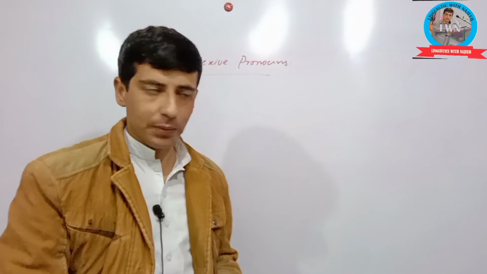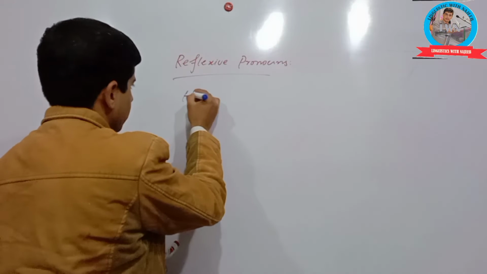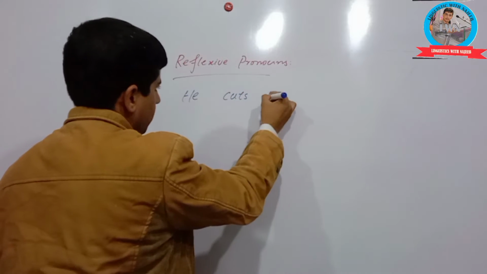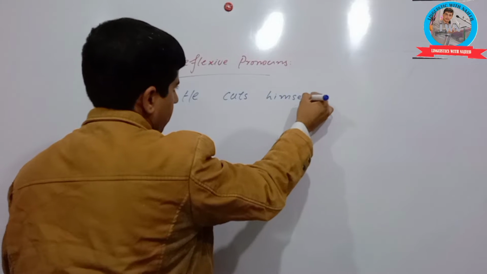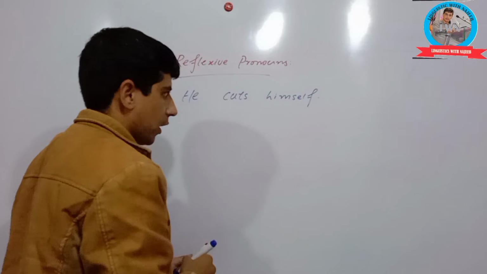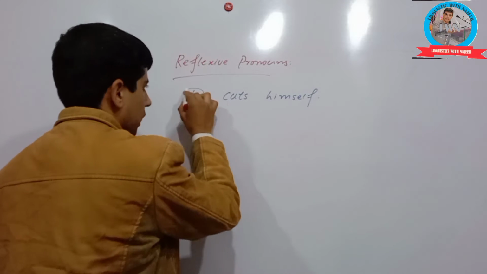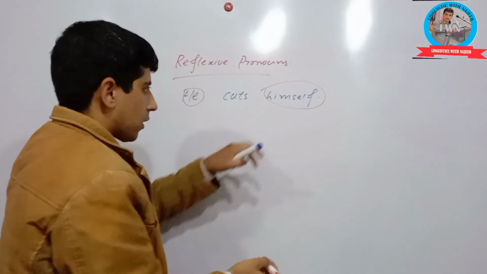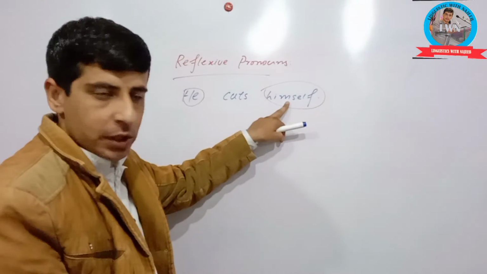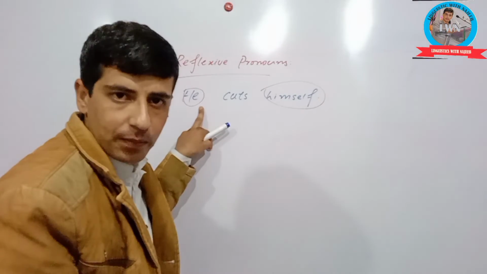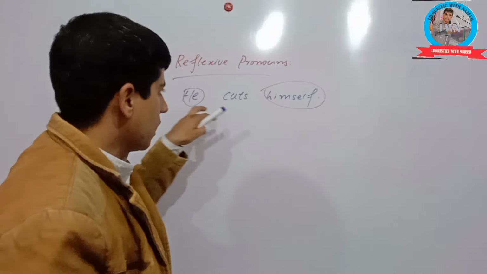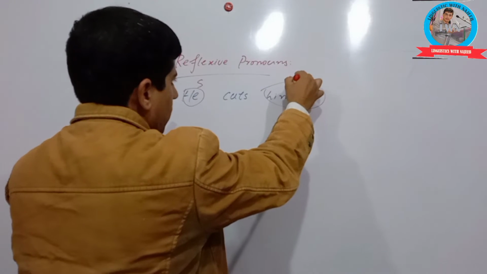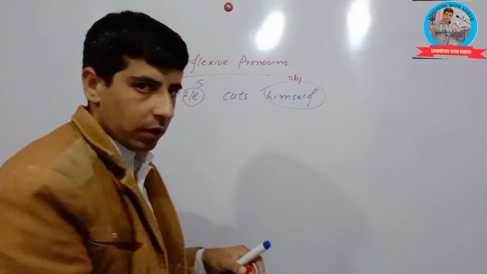For example, he cuts himself. So right here, the subject is he and the object is himself. So we can say that this himself refers back to the subject. Or we can say in this sentence, the subject and the object, they are the same person.